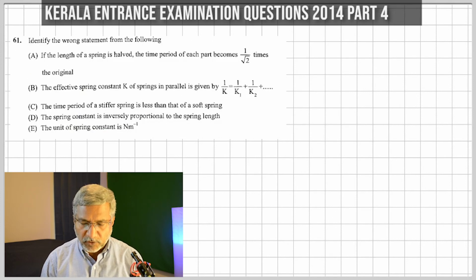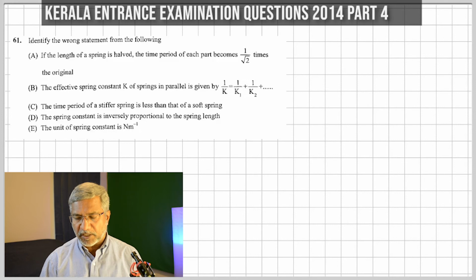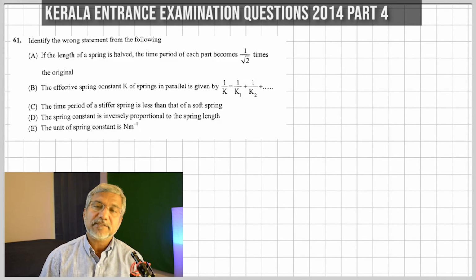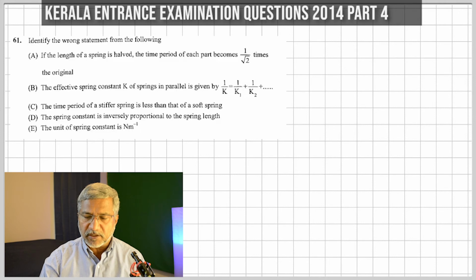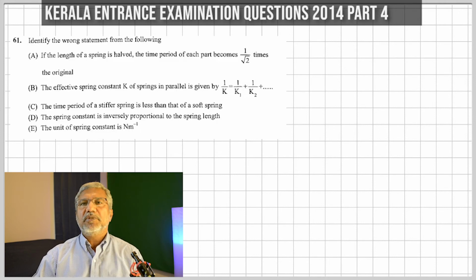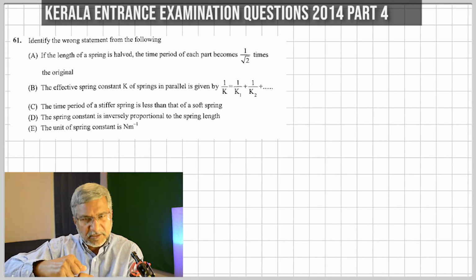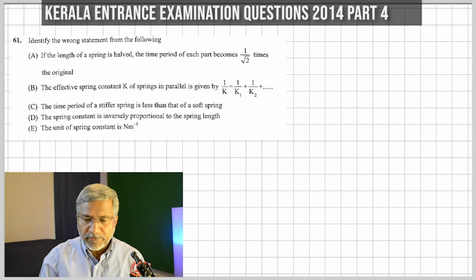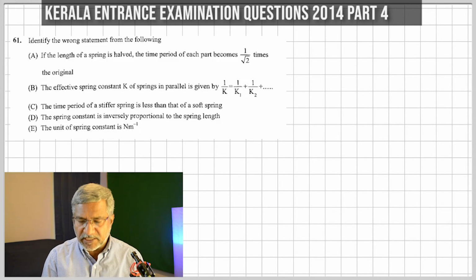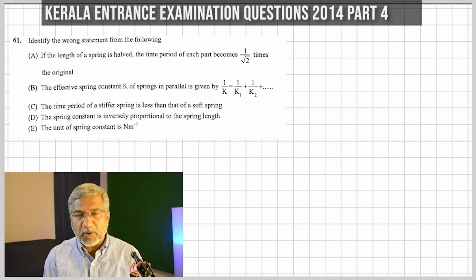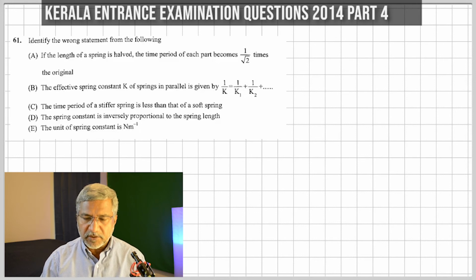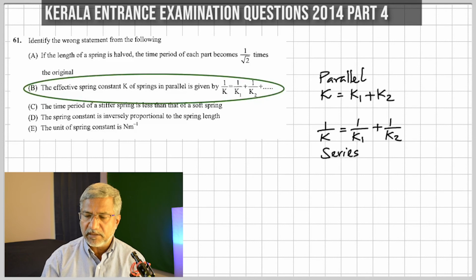61. Identify the wrong statement from the following. If the length of a spring is halved, the time period of each part becomes 1 by root 2 times the original. Yes, it's correct. The unit of spring constant is Newton per meter. That's right. The spring constant is inversely proportional to the spring length. Yeah, because if it's a short spring, then the spring constant will be bigger. It's tougher to stretch it or to compress it. The time period of a stiffer spring is less than that of a soft spring. Yes, because a stiffer spring has a bigger spring constant, and the time period would, in that case, be small.